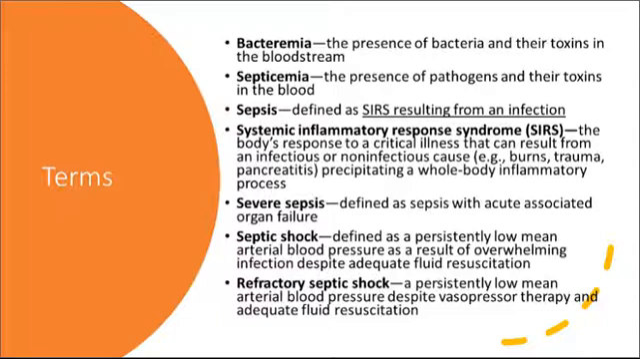Bacteremia: bacteria or toxins in the blood. Septicemia is pathogens in the blood, because septicemia may be not just bacteria, as in bacteremia. Pathogens can be a bacteria, a virus, a fungus. So that's where it's pathogens, things that are bad for us, toxins.